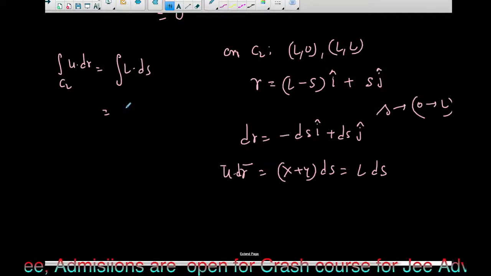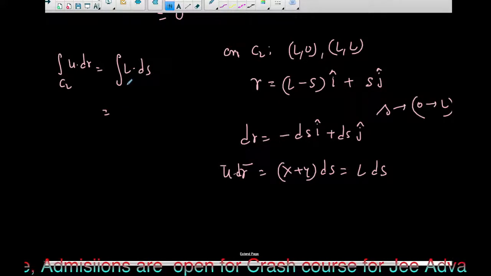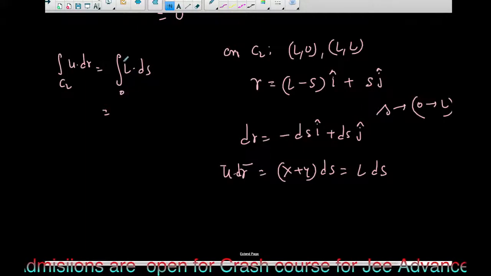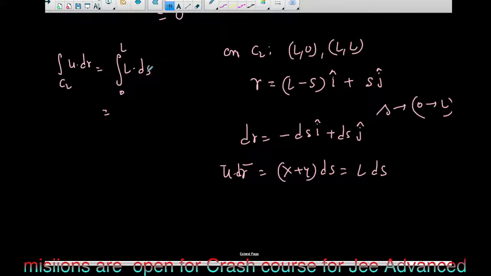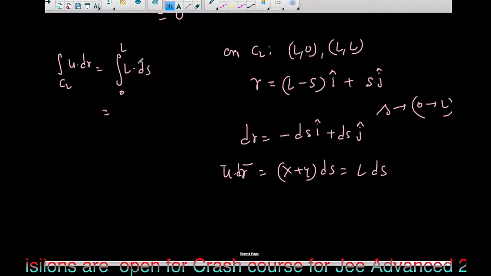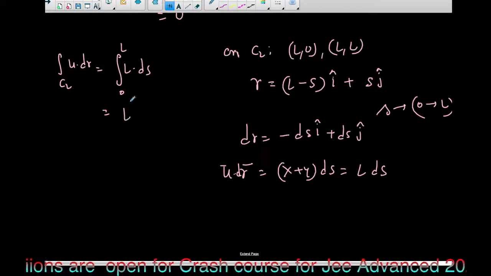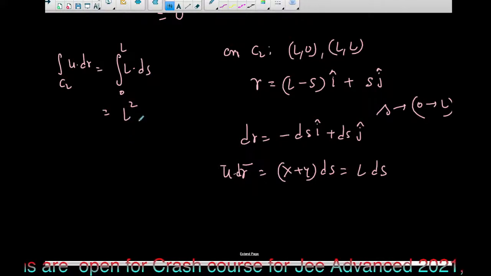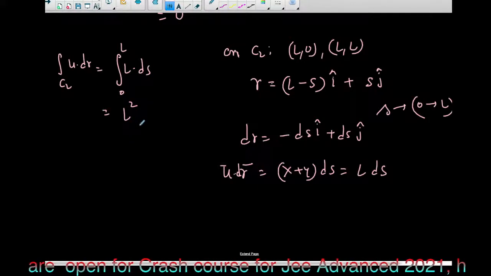So for L ds, what do we say here? L, from 0 to L. L is taken out common, and ds under one integral is S, so the answer will be L square. Hope you are getting this. Are you getting this one? Yes, I got it. Okay, fine.